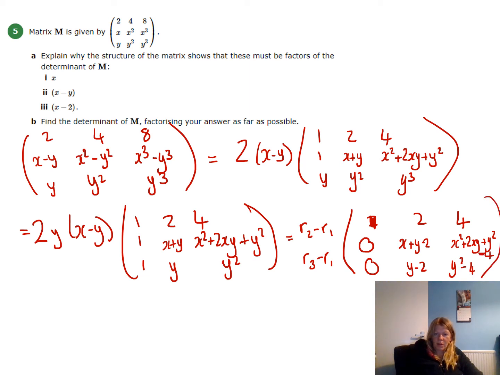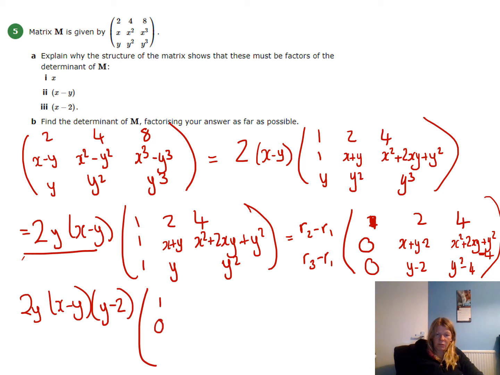And then you can pull out y squared, y take 2, can't you? Oh, I forgot to write that bit. That should have been there as well. So here we've got 2y, x take y. I've got y take 2 I can pull out of the bottom row. I'm left with then 1, 0, 0, 2, x plus y take 2, 1, 4, x squared plus 2xy plus y squared take 4, and y take 2, y plus 2 there.